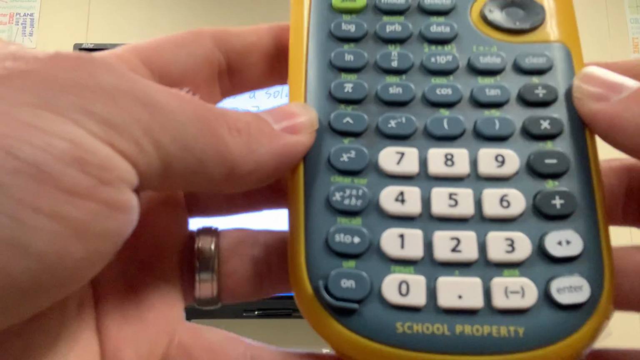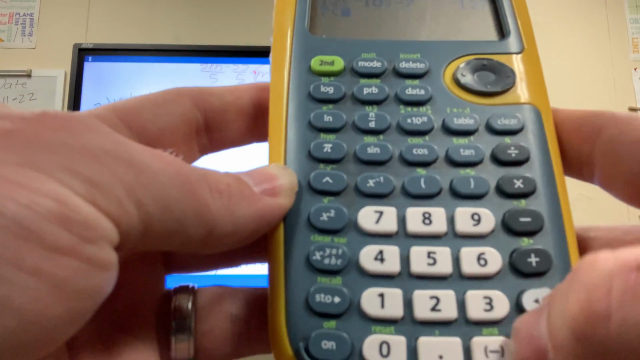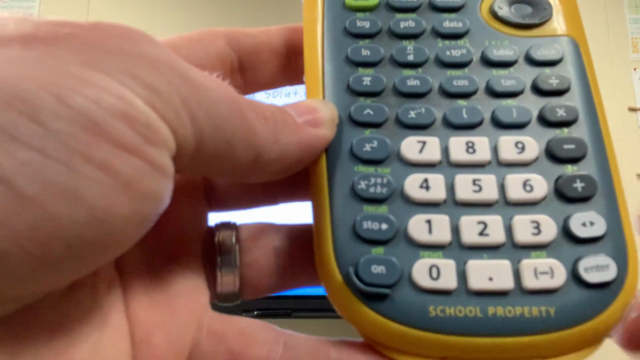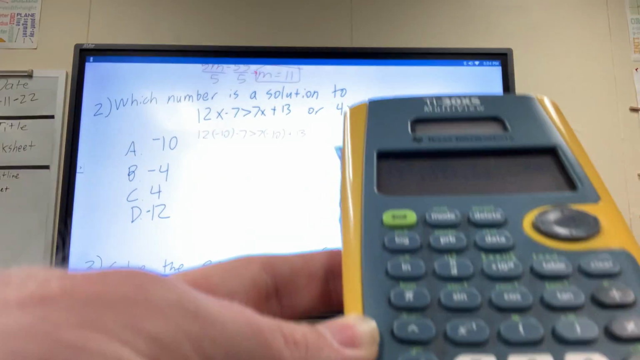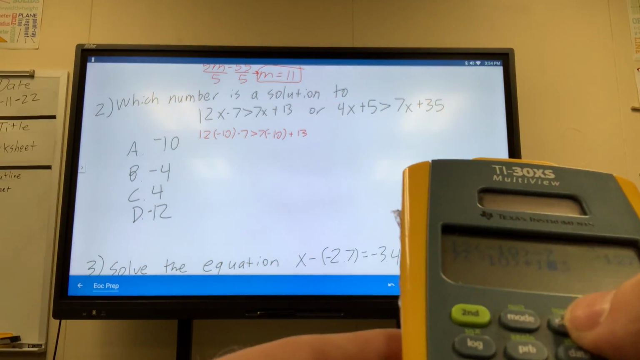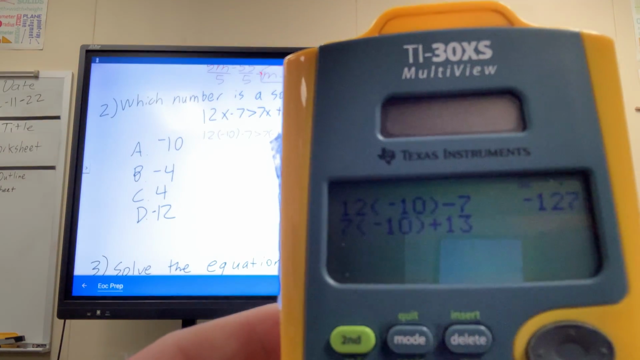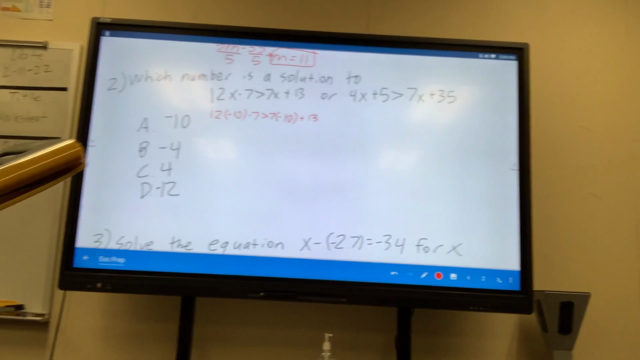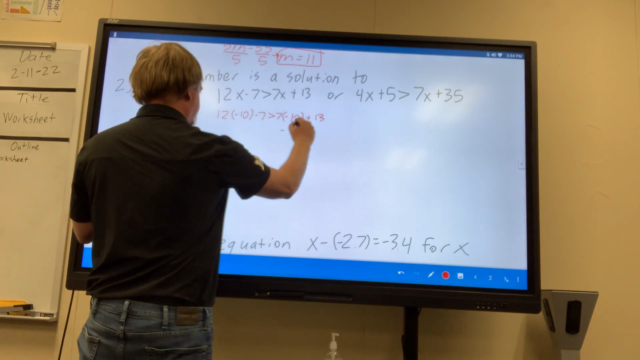Next, I want to press in 7, parentheses, negative 10, close parentheses, plus 13. It should look something like this. Press enter, and I get negative 57.